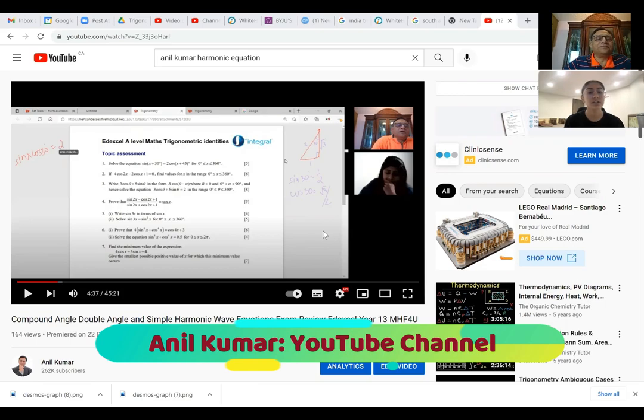Solve the equation sine(x + 30) equals 2 cos(x + 45) for x greater than or equal to 0 but less than or equal to 2 pi. Correct. So you are given sine and cosine on either side of the equality, and you have x plus 30 and x plus 45. So, kind of a good question. You may have to expand, simplify, and get the solution, right?